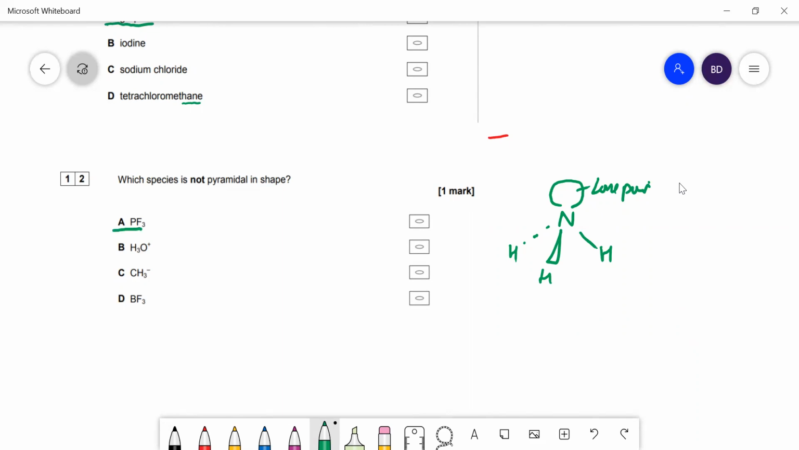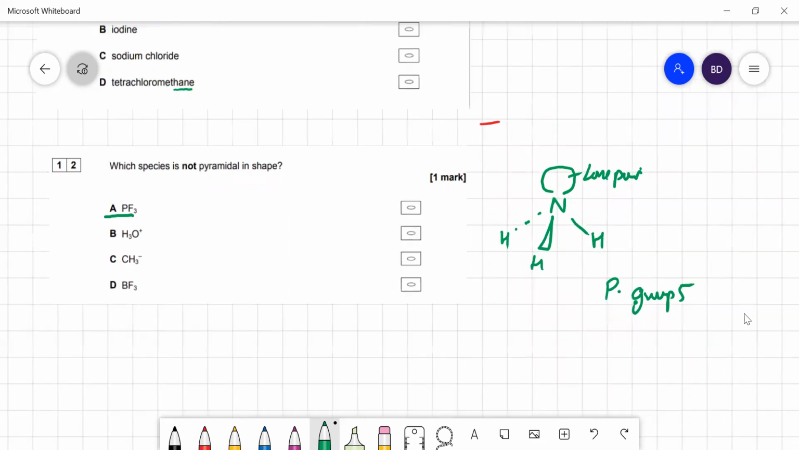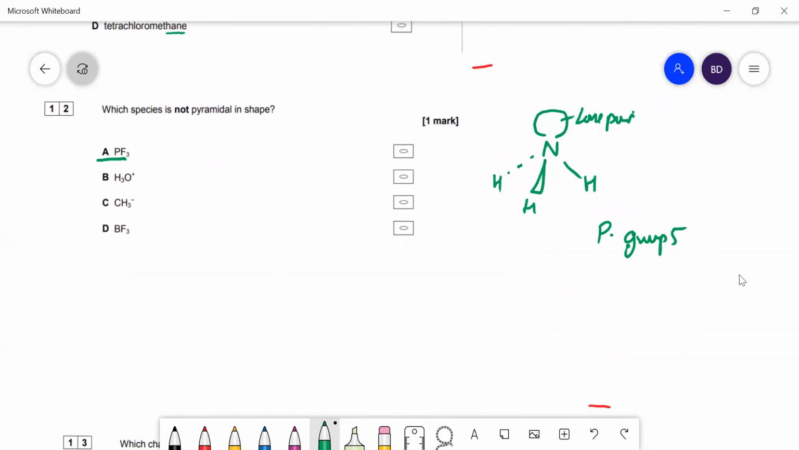This one is pyramidal. Phosphorus is in group 5, just like nitrogen, so you will get 5 electrons on the outer shell. So PF3, if I just draw the dot cross diagram, I won't draw all the electrons in the fluorine. You're going to have a dot and a cross, a dot and a cross. And of course, we've only drawn 3 of phosphorus's 5 electrons, so it will have a lone pair. So that one is pyramidal.